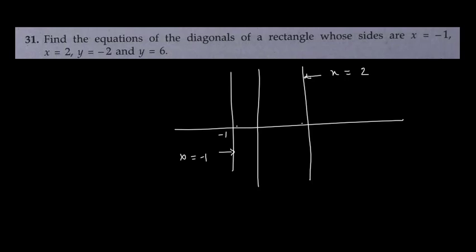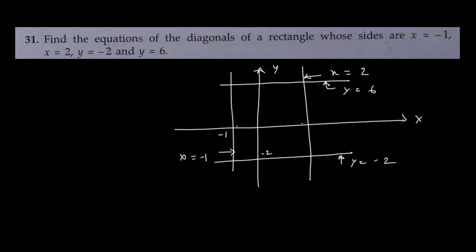Then y equals minus 2. So I have one line like this, passing through minus 2. This is the y axis, this is the x axis. And then we have y equals plus 6, somewhere here. So easily you can understand that we get 4 corner points. Let us name these 4 corner points as A, B, C and D.